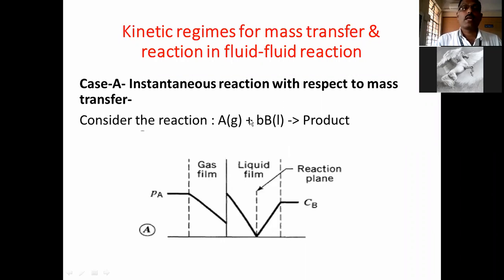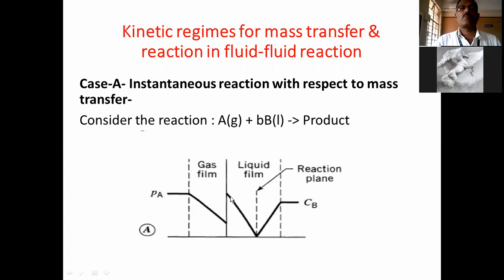Okay, in a similar way to the previous unit, we have seen A plus B giving the product, where A is the gas and B is the solid, and small b is the stoichiometric coefficient. In the same way, consider the reaction with a liquid instead of a solid here. Now this is the diagram sketch of case A, instantaneous reaction with respect to mass transfer. Instantaneous reaction, very fast reaction.